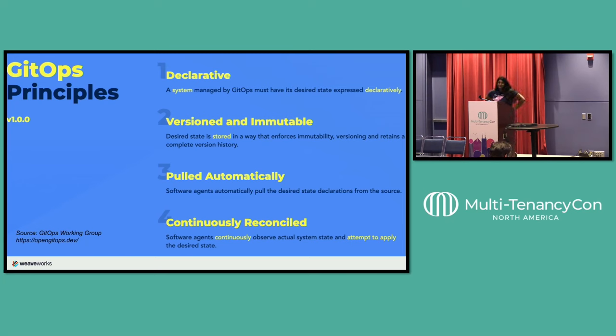So the first one is that a system managed by GitOps must have its desired state expressed declaratively. So everything is written in code, it's reusable, there's an audit trail, things like that. Desired state is stored in a way that enforces immutability, versioning, and retains a complete version history. So in this way, there's no sneaking in changes. Everything's, you know, there's a trail. Software agents automatically pull the desired state declarations from the source, and they also continuously observe actual system state and attempt to apply the desired state. So this is where something like Flux comes in and actually pulls your changes in.